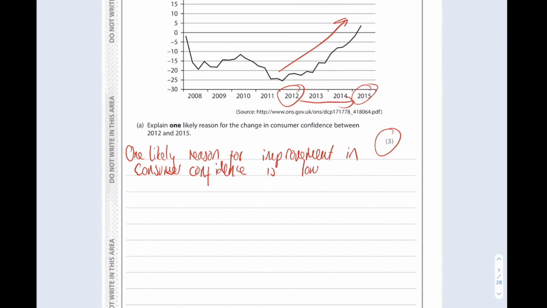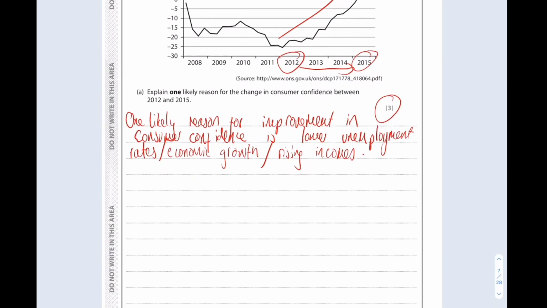Is lower unemployment rates. But you could have a whole host of different things. So you could have economic growth. You could have rising incomes, especially with inflation at 9.1%. If somehow you manage to get your boss to increase your salary by 9.5%, technically you get a real pay rise. I think there's going to be very few people who actually exceed that, unfortunately.